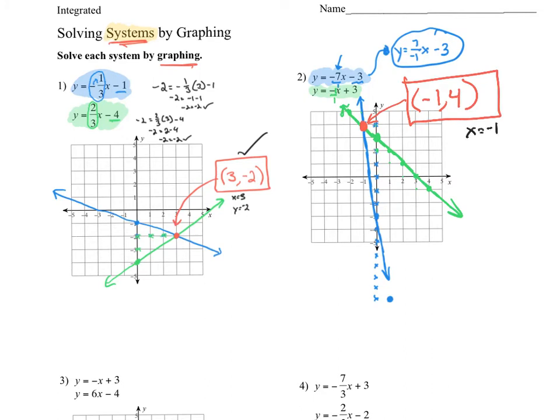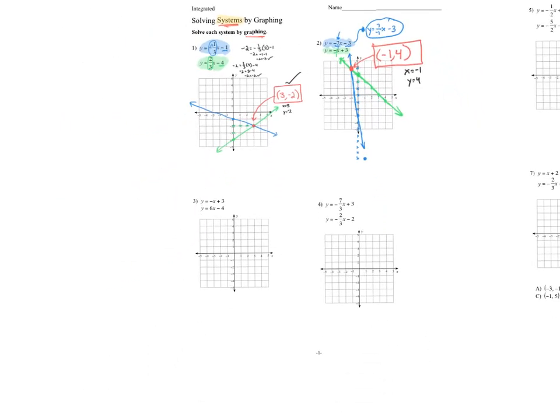X equals -1, y equals 4. Right? That works. There's a system of equations. We just solved systems by graphing them, right? Getting them into the same graphs.